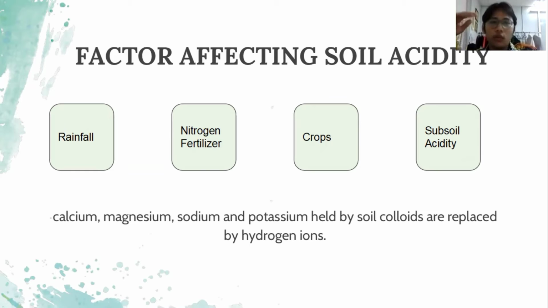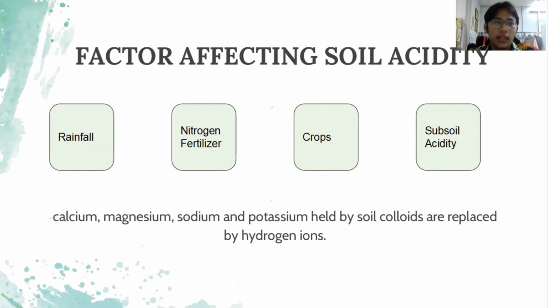Water, H2O, combines with carbon dioxide, CO2, to form a weak acid, carbonic acid, H2CO3. The weak acid ionizes, releasing hydrogen, H+, and bicarbonate, HCO3-. The released hydrogen ion replaces the calcium ion held by the soil colloid, causing the soil to become acidic. And then we will talk about nitrogen fertilizer.